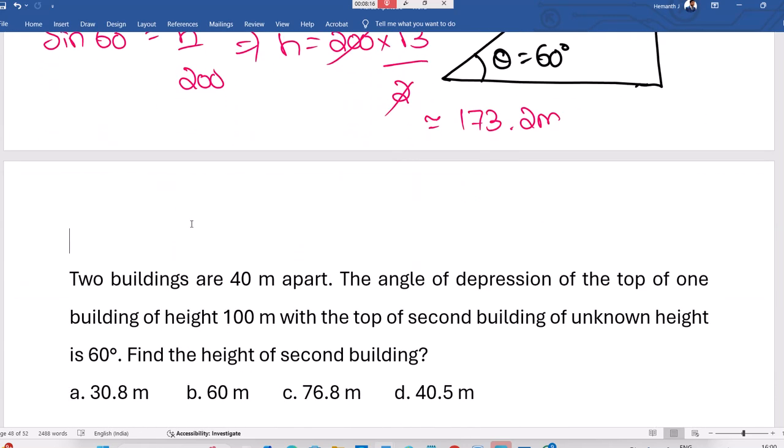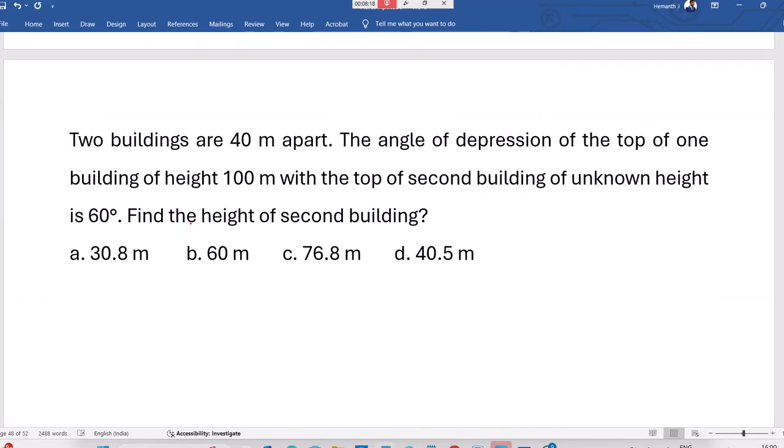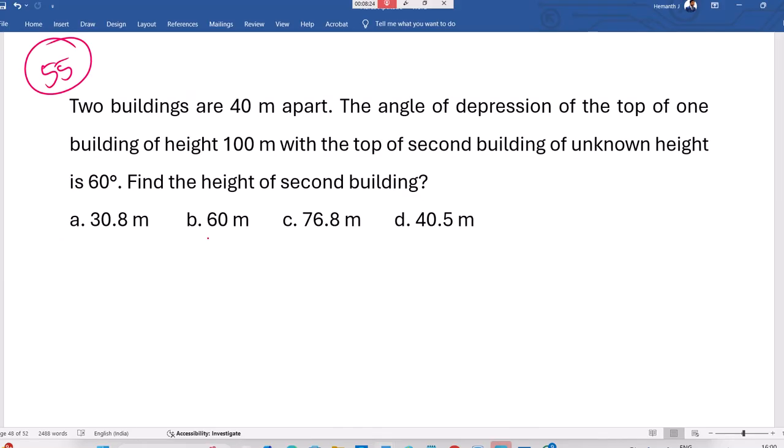Now see this 55. Two buildings are 40 meters apart. Okay, a 40-meter gap between two buildings. A building of height 100 meters creates an angle of depression with the top of the second building, of unknown height, of 60 degrees.